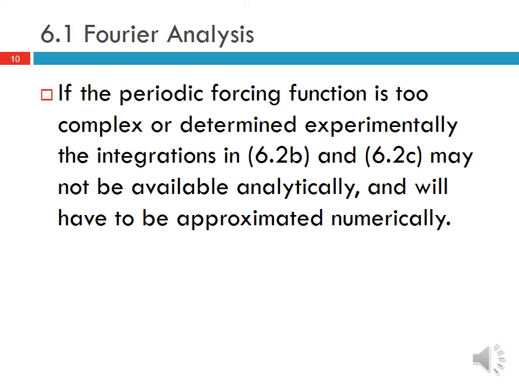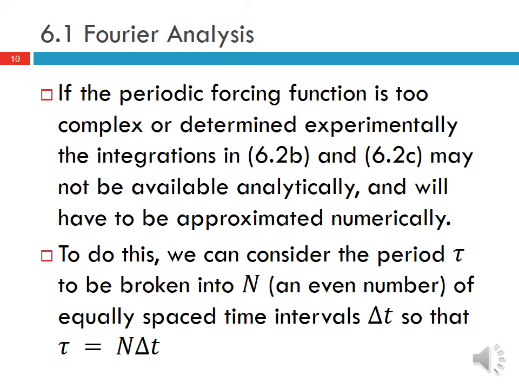Now it's also important to note that if the periodic forcing function is too complex or is determined experimentally, then the integrations in our previous expressions, 6.2b and c, may not be available analytically and will have to be approximated numerically. To do this, we can consider the period tau to be broken into n, which we'll consider as an even number, of equally spaced time intervals delta t, so that tau is equal to n delta t. So tau is the whole period, and we're breaking it into n intervals of delta t each.